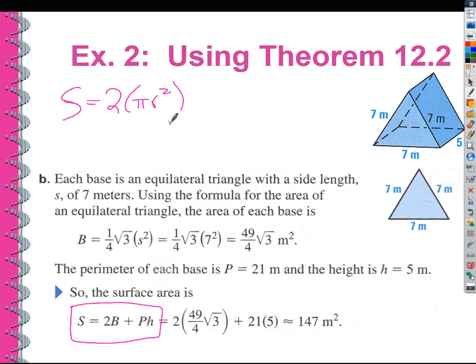So we got 2 bases. The perimeter of a circle is just circumference, right? So that becomes 2 pi r times the height, and that's my answer. I just get 2 pi r squared plus 2 pi r h. Okay, that's it. Make sense? Yes.